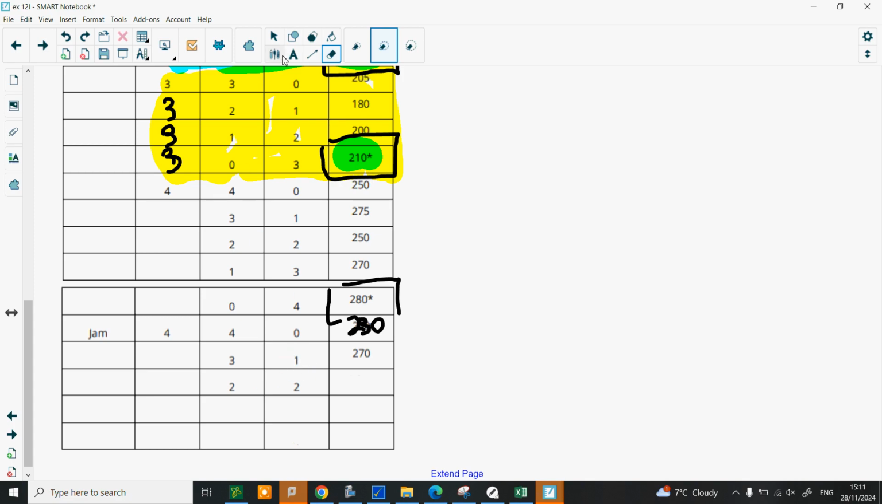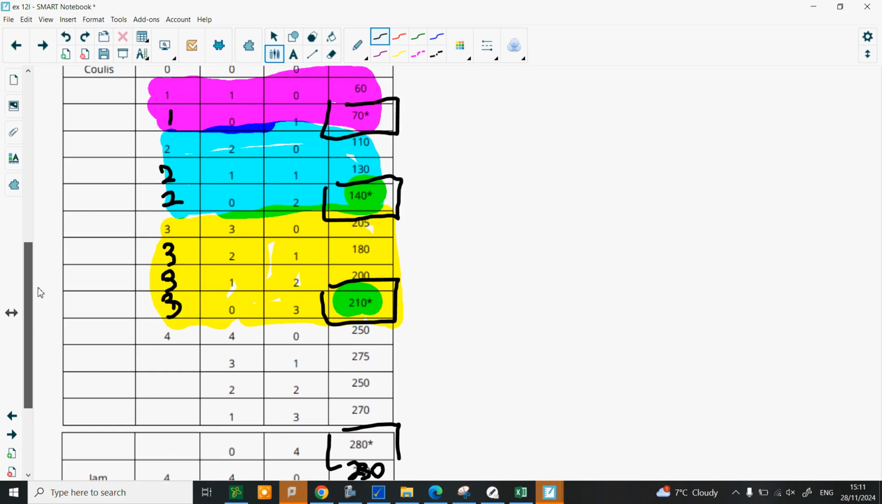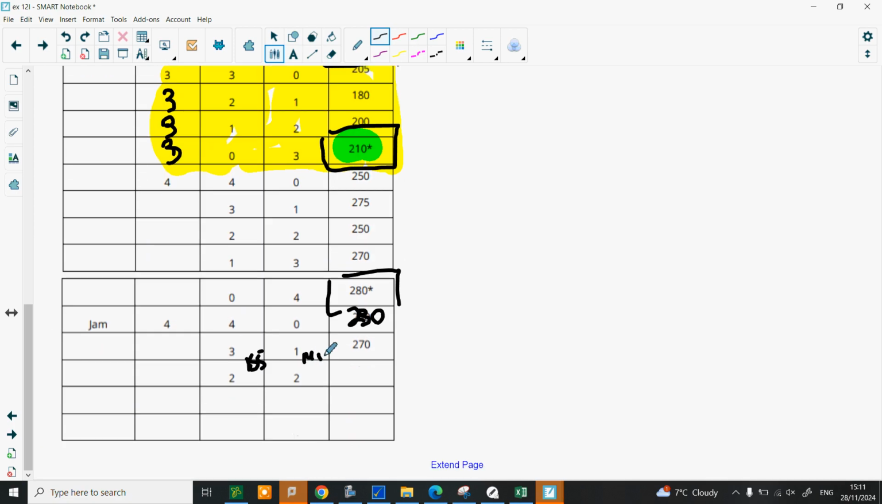Now, next thing we're doing is 2 and 2. 2 jams and 2 of any other objects. Now, what's 2 jams worth? And what's the most expensive number 2 we can find? Raspberry for 140. So what do we reckon there? 295.